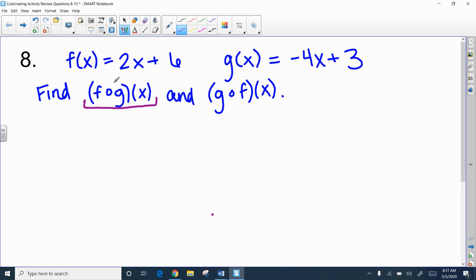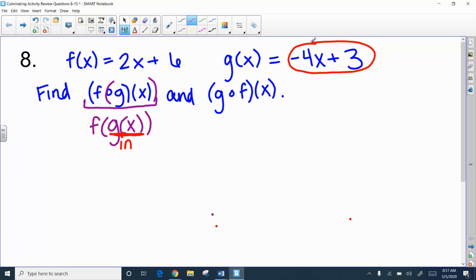So another way to write this is I can keep the letters in order and rewrite this with parentheses. So this means f of g of x. As we can tell, if we write it this way, the g of x is on the inside. So what we're doing on this one is we're taking the g of x, which is negative 4x plus 3, and we're plugging it into f of x right here, where the x value goes. So it looks like this, 2, and then in parentheses, we would have negative 4x plus 3, and then we still have the plus 6.